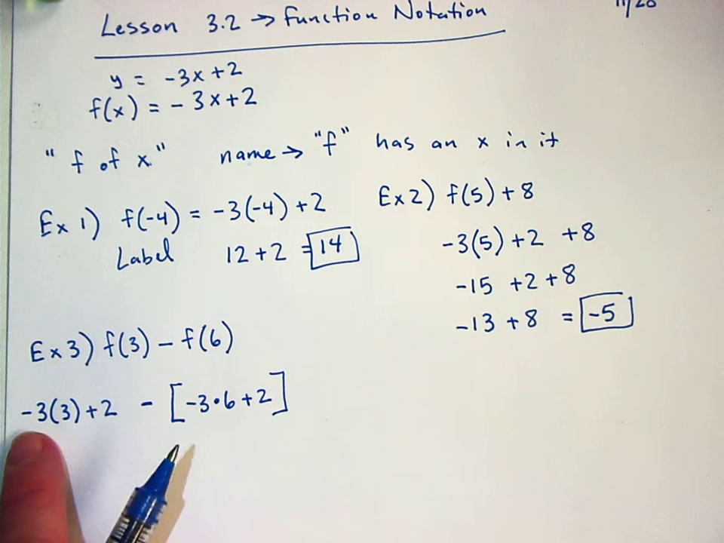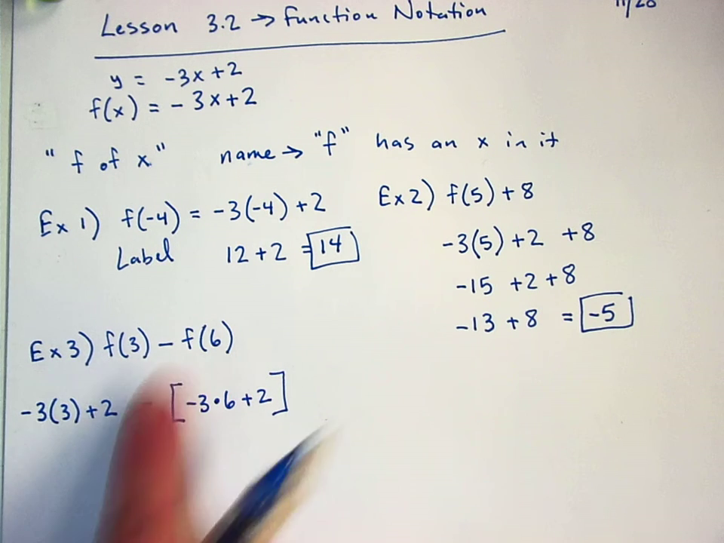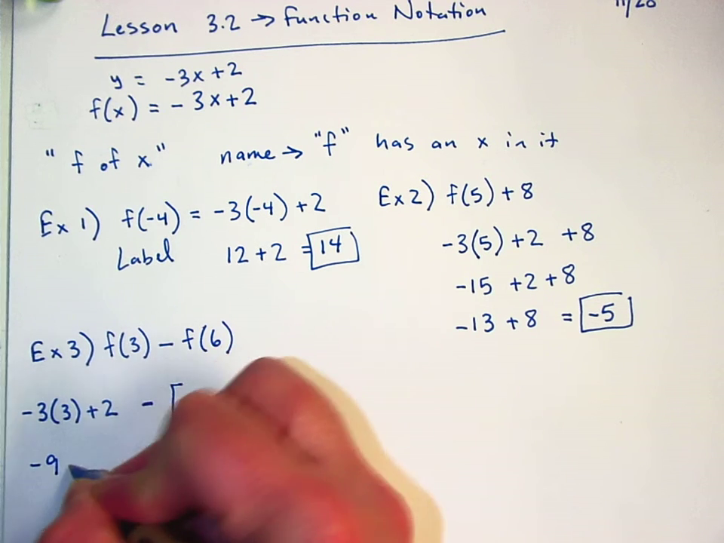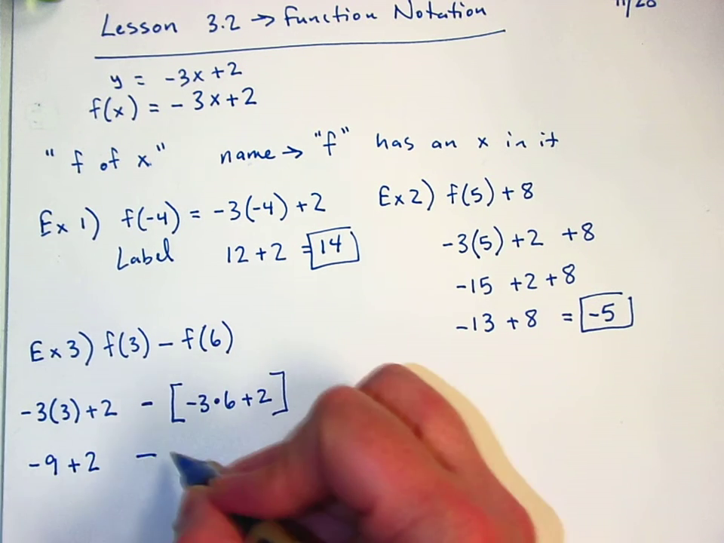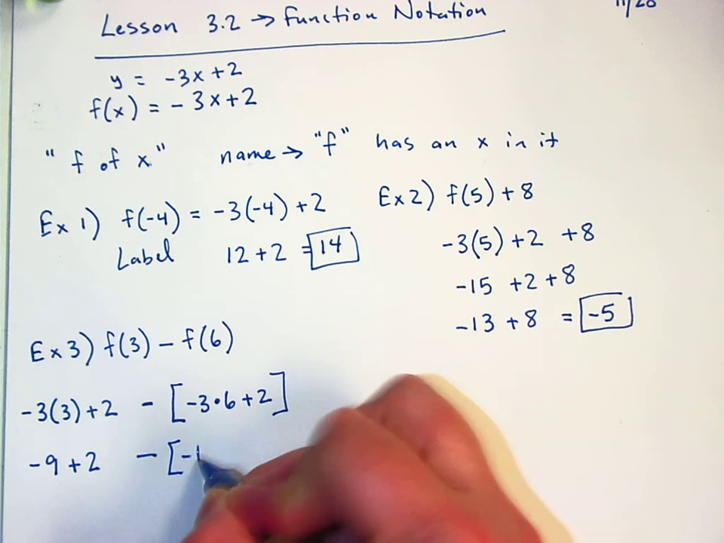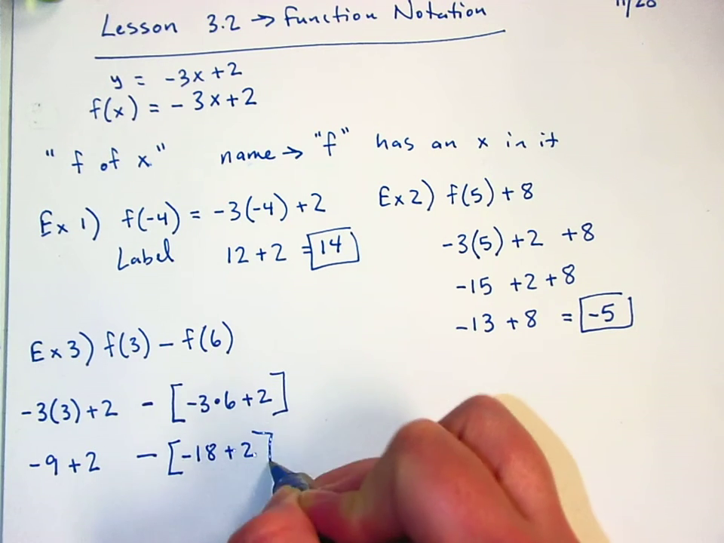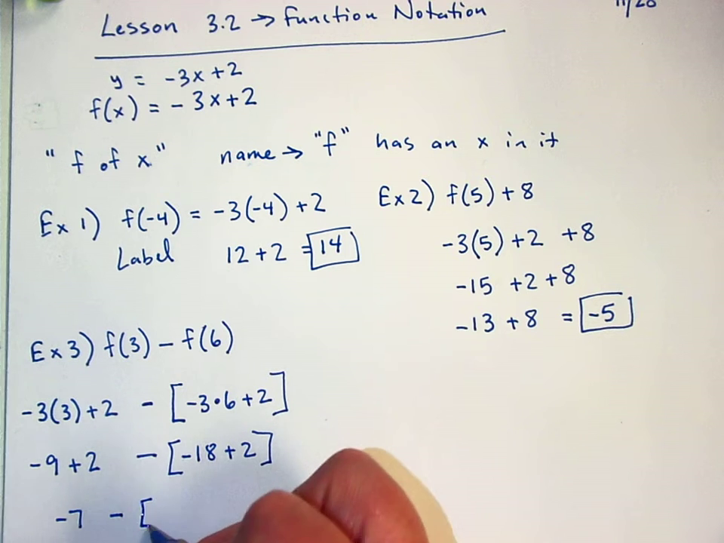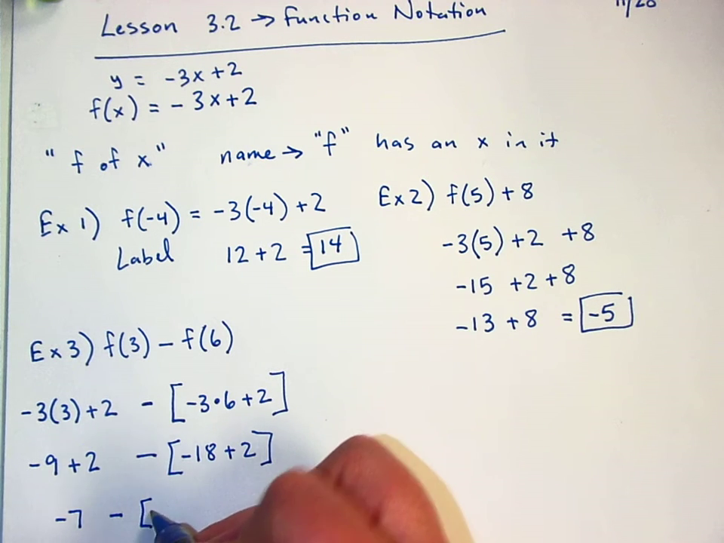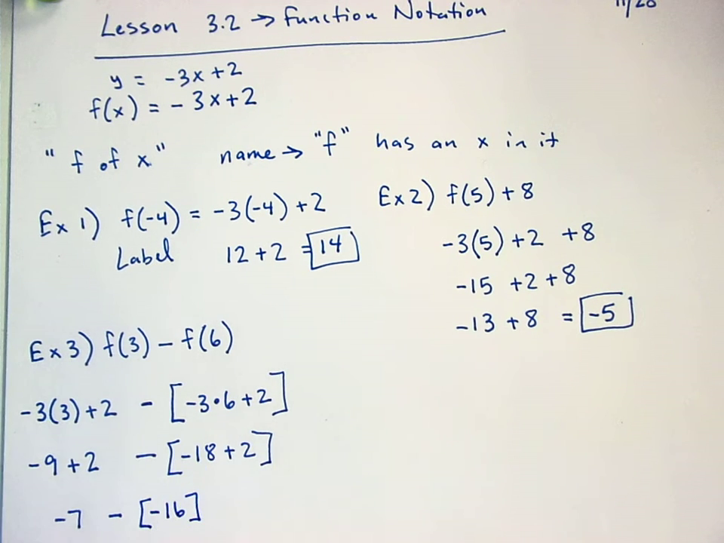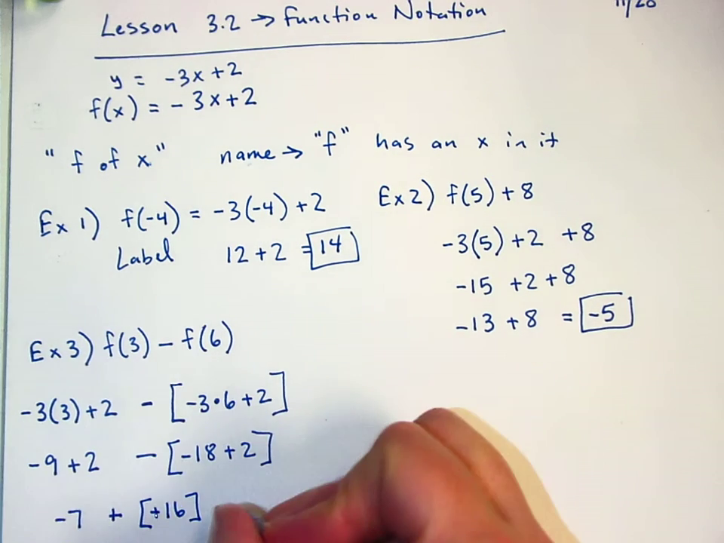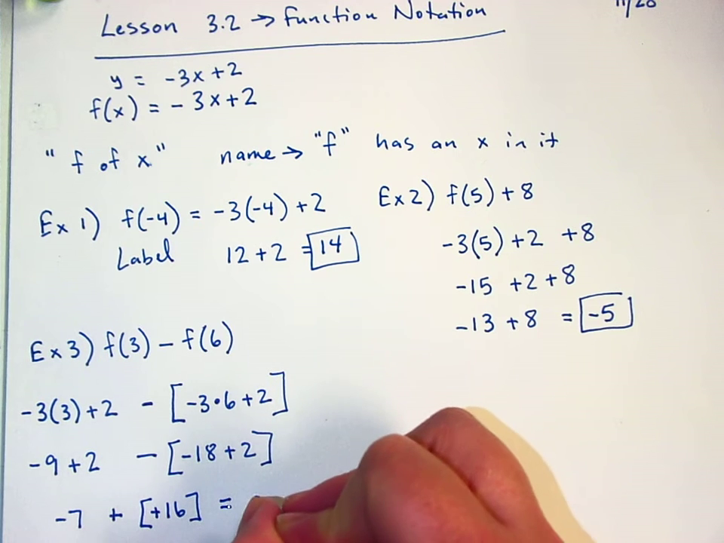So I did the f function with 3 in it and then subtracted the f function with 6 in it. So that's negative 9 plus 2 minus, over here we've got, what, negative 18 plus 2? Negative 9 plus 2 is negative 7, minus negative 18 plus 2 is negative 16. So negative 7 plus 16 equals 9.